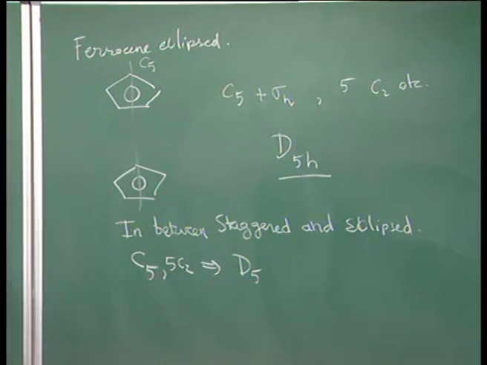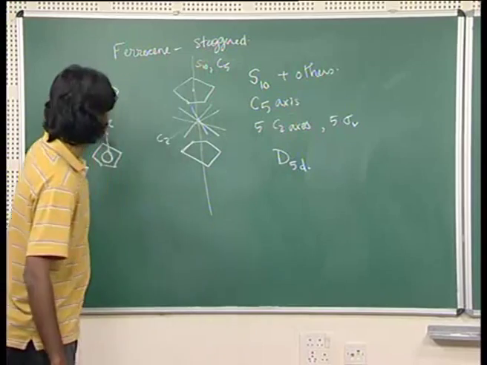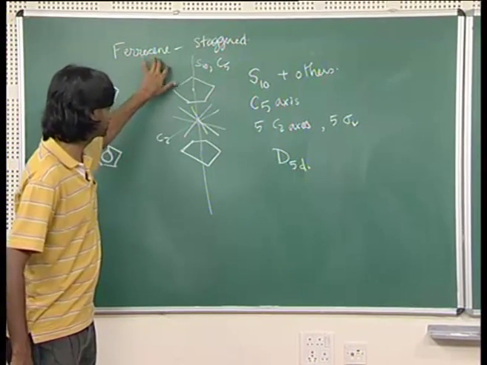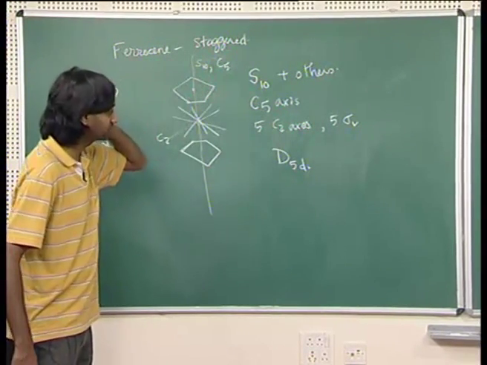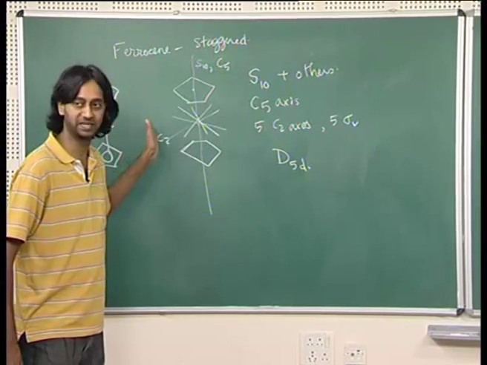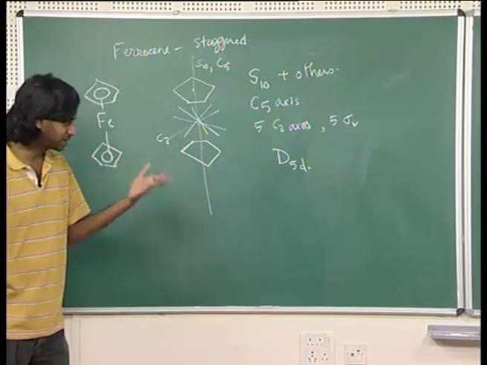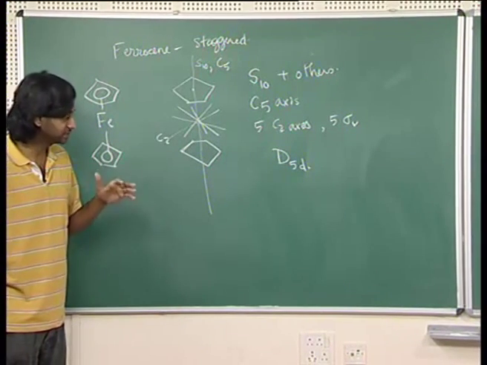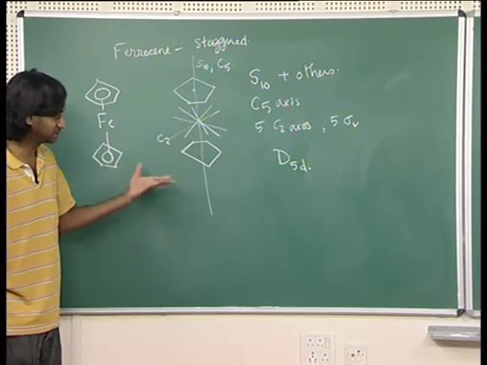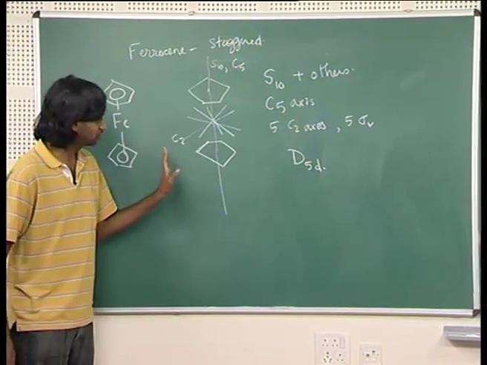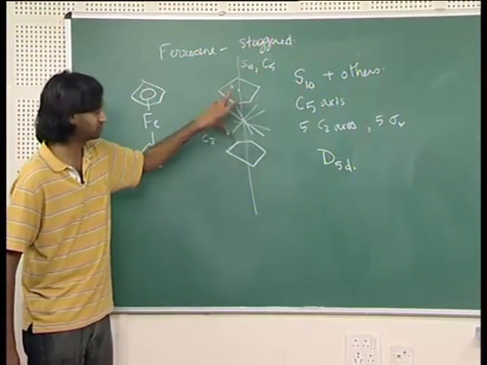So this example shows you how the molecule ferrocene in different conformations actually has different symmetry elements, and it belongs to different point groups. This part will become very important when we are looking at the spectroscopic signatures of the transitions of ferrocene.